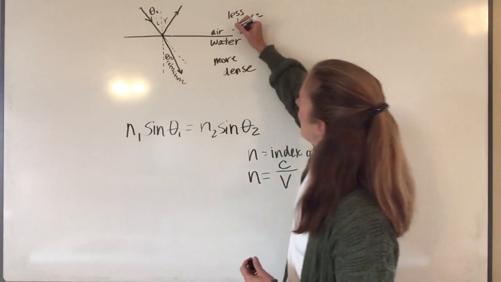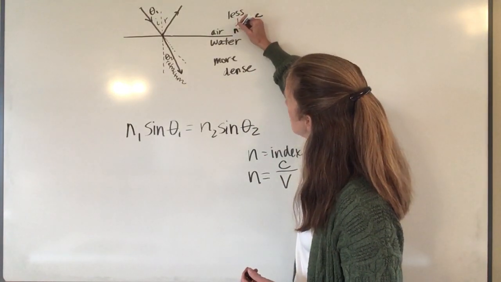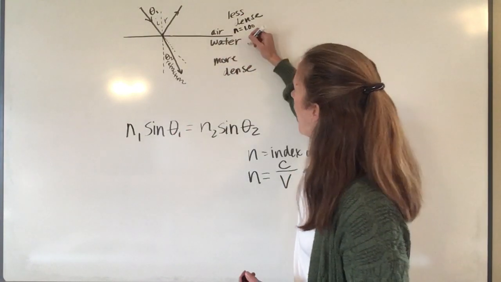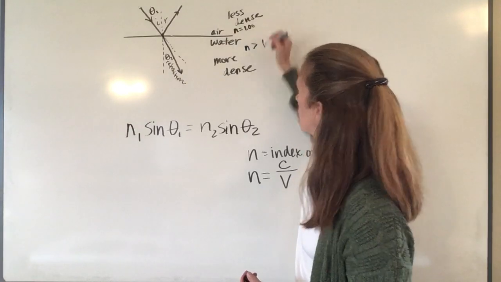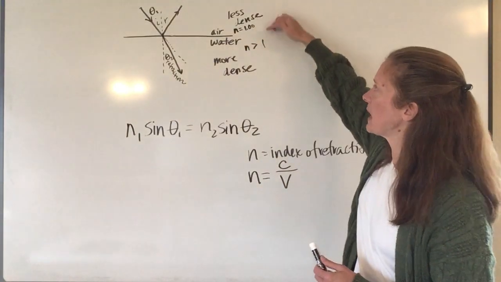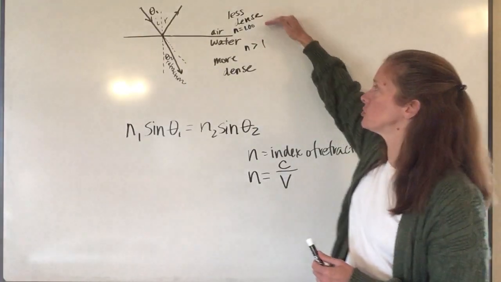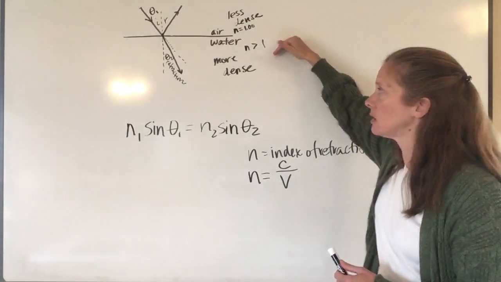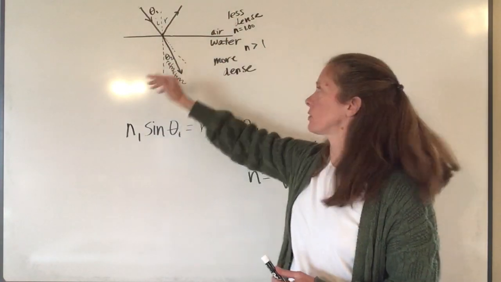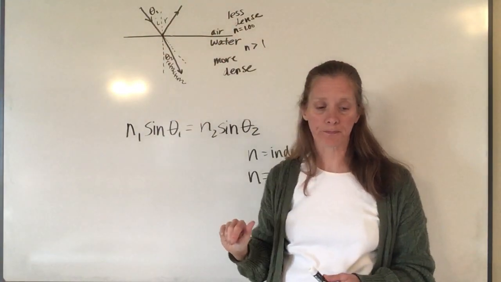So here, the index of refraction is going to be equal to 1, and in water, the index of refraction is going to be greater than 1. So if you have a substance going from a smaller index of refraction to a greater index of refraction, this line is going to bend towards the perpendicular, just like we've already talked about here.